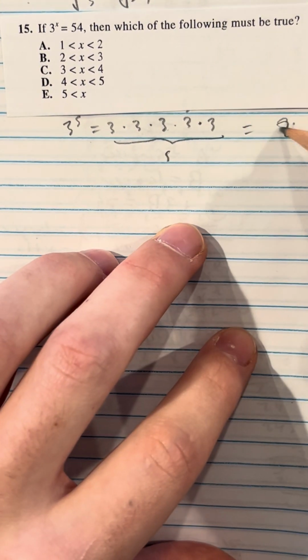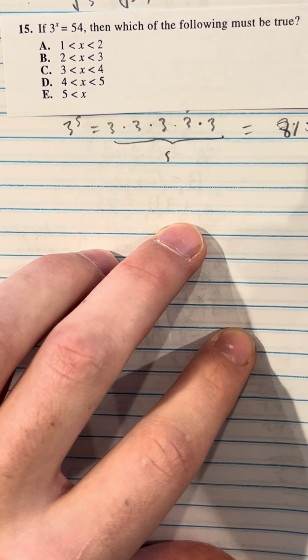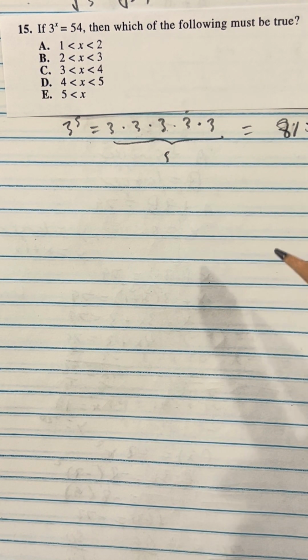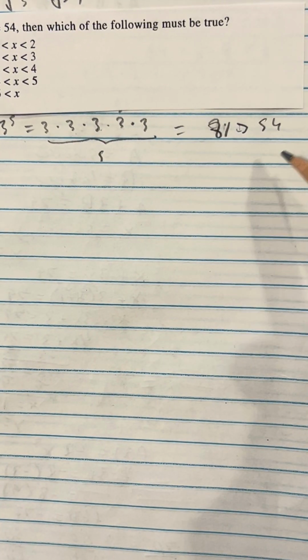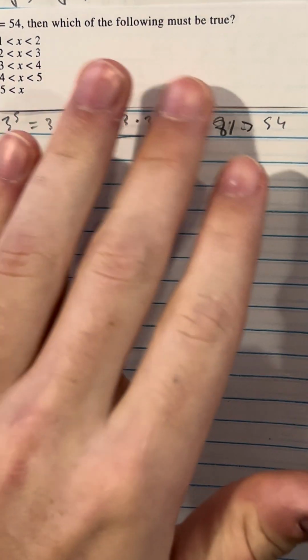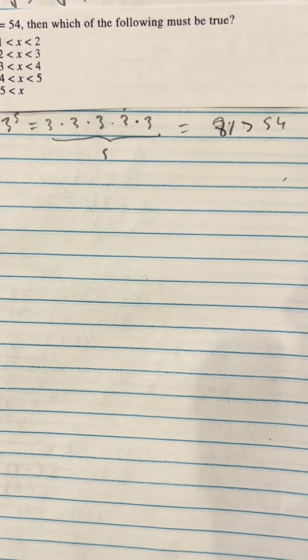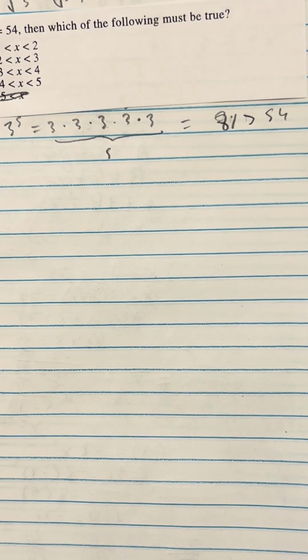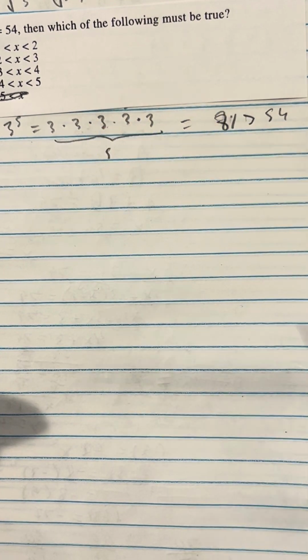You know 81 is greater than 54, so there's no possible way that when it's multiplied by another positive number, that number could be less than 54 or equal 54. So since it's always going to be greater than 54, you can just completely eliminate E. So then, let's try D. 4 should work then.